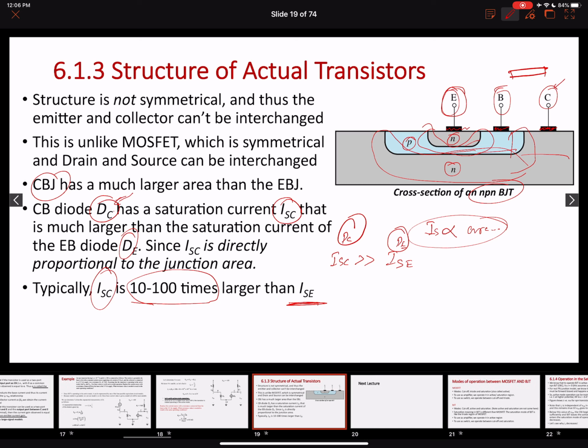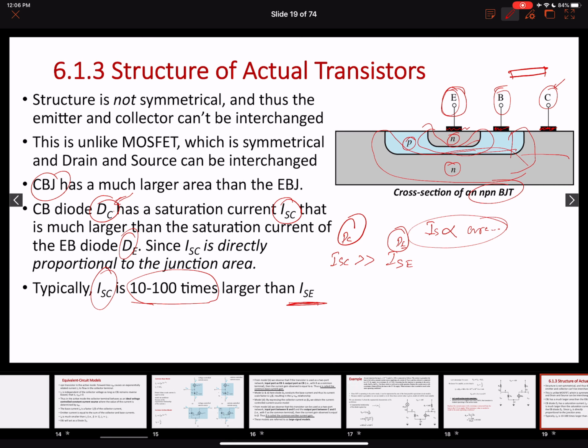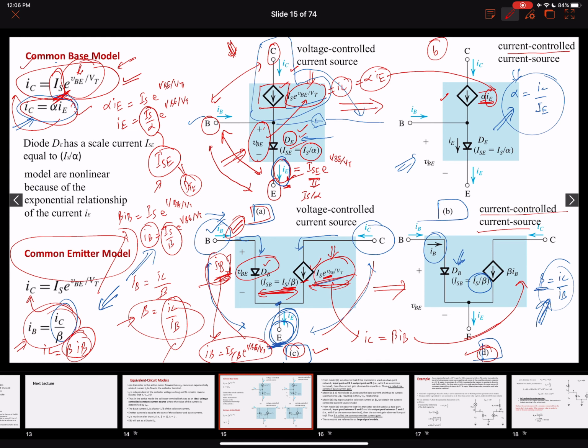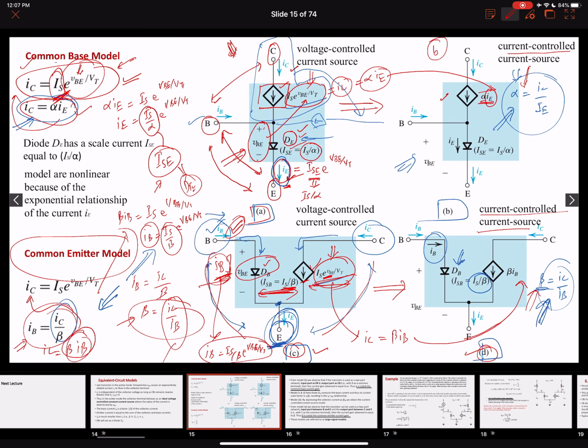Okay, so with that, we are going to finish our lecture today. Again, in our lecture, we developed equivalent circuit models, the large signal models, for the active region of operation of the transistor. We discussed in more detail the common base models and the common emitter models. And importantly, we discussed that alpha is the common base current gain and beta is the common emitter current gain.